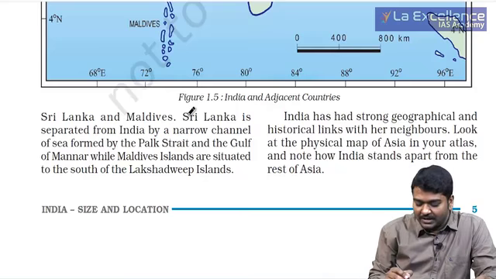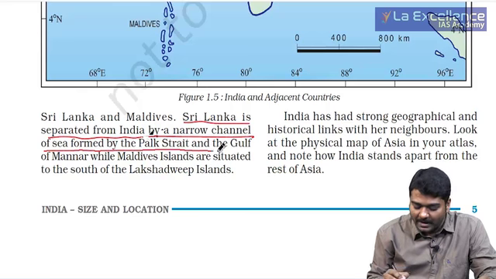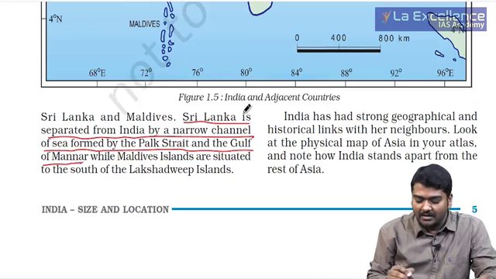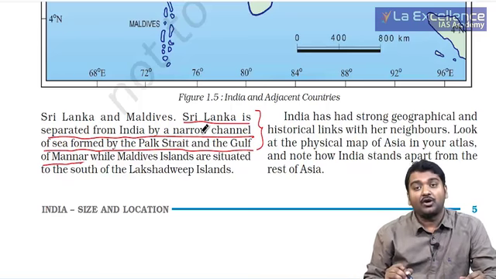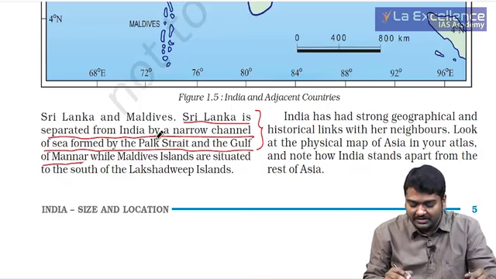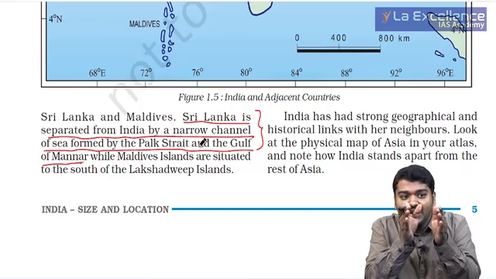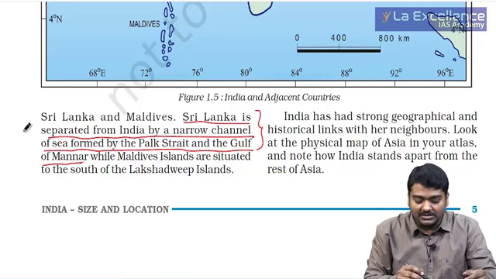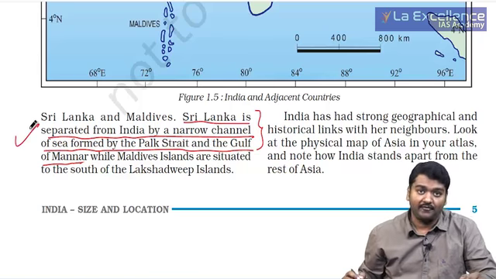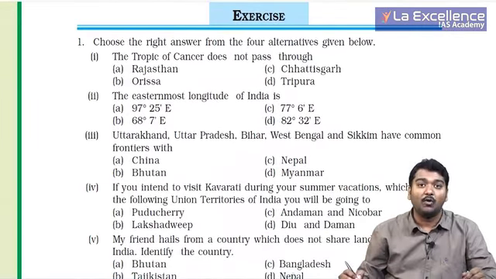And then in next page you need to see Sri Lanka is separated from India by a narrow channel of sea formed by Palk Strait and Gulf of Mannar. This is very, very important. The reason for this is whenever you are talking about fishermen issue, it is usually occurring at Palk Strait and Gulf of Mannar, where India and Sri Lanka's exclusive economic zone overlaps. So this is very, very important area for you, right guys? So if you can go through this carefully, it is more than enough.